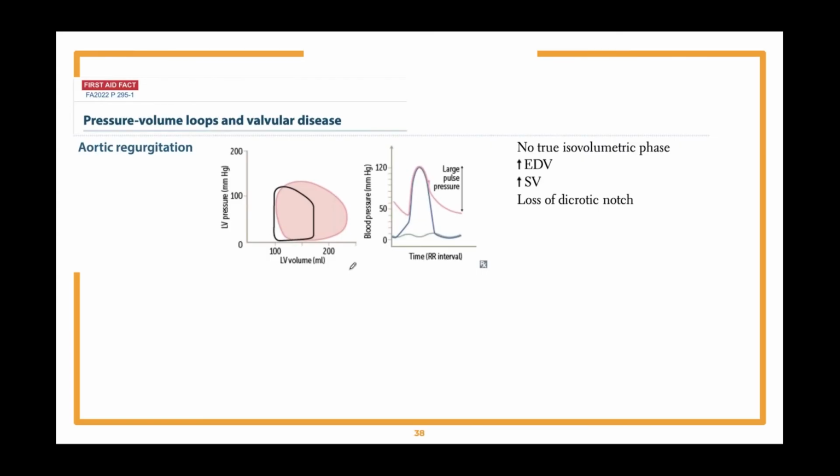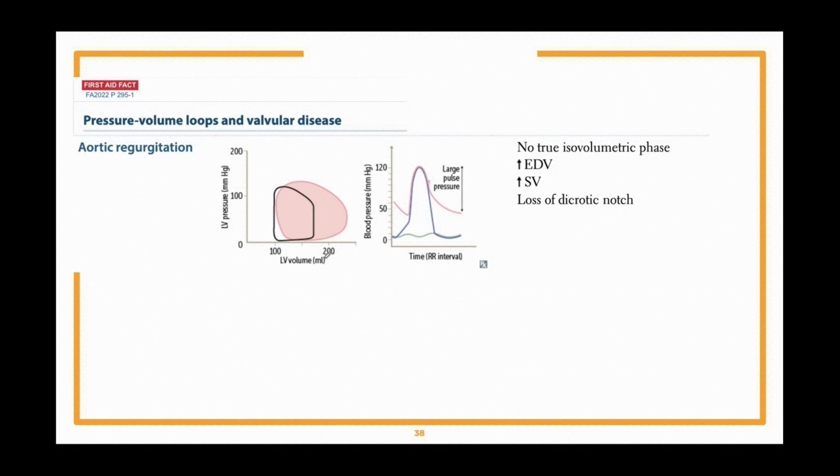Now if we take a look at one more slide, we can see what aortic regurgitation does. This is a diastolic murmur, which means that blood is seeping back into the left ventricle. There's a backflow of blood into the left ventricle from the aorta during diastole. So we have more blood in our ventricle at the end of diastole, and our end diastolic volume is going to increase.